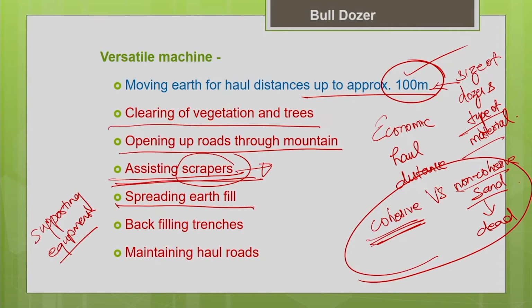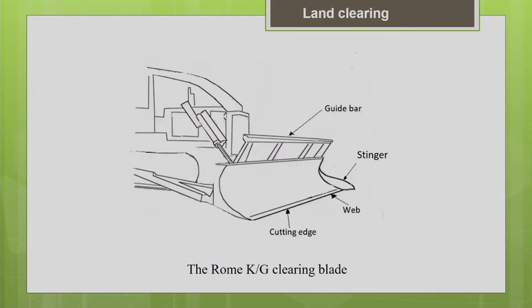Similarly, spreading. You can use the bulldozer for spreading the earth, for preparation of your subgrade for your road or whatever, for filling the trenches, for backfilling the trenches, for maintaining the haul roads. So for different applications it is used. That's why we call it a versatile machine. So let us see some examples.